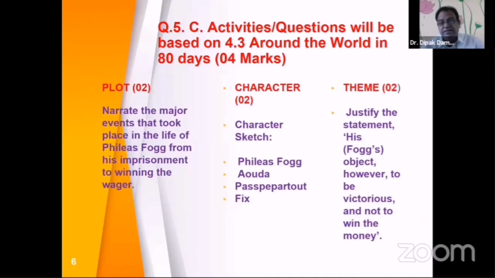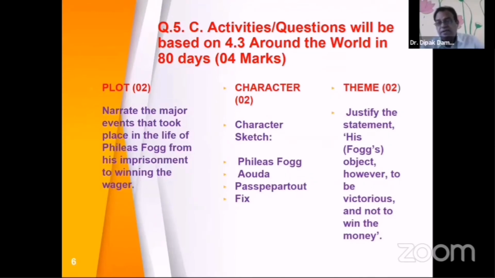Then regarding the characters, the same thing: character sketch of Phileas Fogg, Aouda, Passepartout, or Fix. All the major and leading characters in the extract should be selected. Maybe some characters are in different extracts of the novel which we have not selected. So you have to take proper care. A character which is in a different extract should not be given in the examination. That care we have to take. Only those characters which are in the extract should be taken.